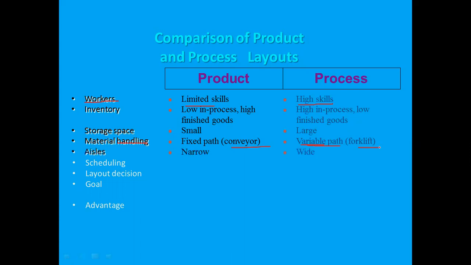Next, aisles are narrow here, but here aisles are wide because of limited skills of people and it is a small space. Aisles should be narrow here, but here they should be wide. Then what is the meaning of aisles here?